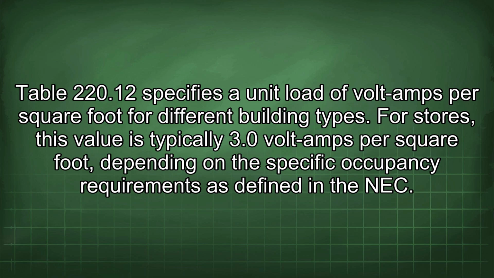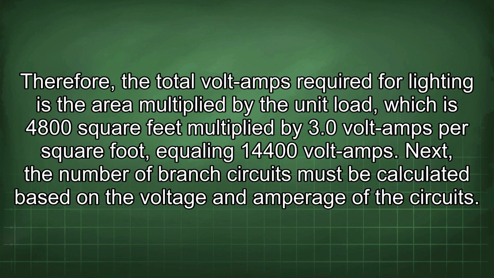Table 220.12 specifies a unit load of volt-amps per square foot for different building types. For stores, this value is typically 3.0 volt-amps per square foot, depending on the specific occupancy requirements as defined in the NEC. Therefore, the total volt-amps required for lighting is the area multiplied by the unit load, which is 4,800 square feet multiplied by 3.0 volt-amps per square foot, equaling 14,400 volt-amps. Next, the number of branch circuits must be calculated based on the voltage and amperage of the circuits.